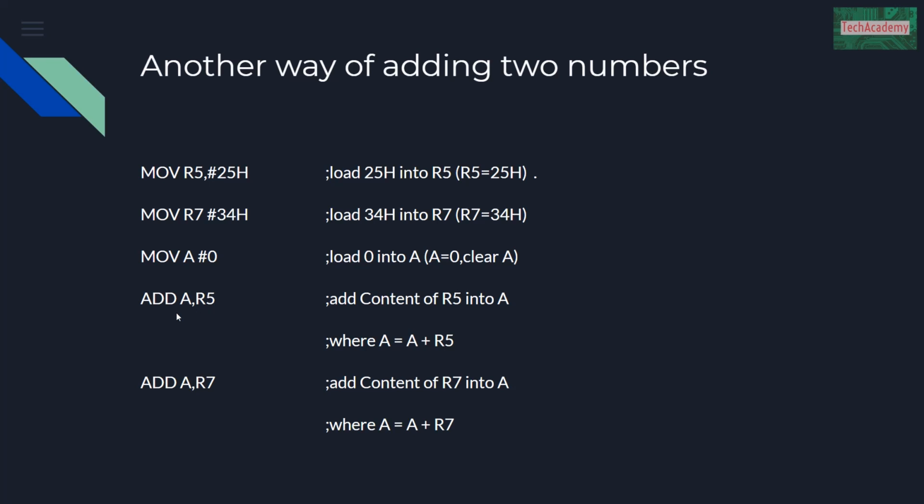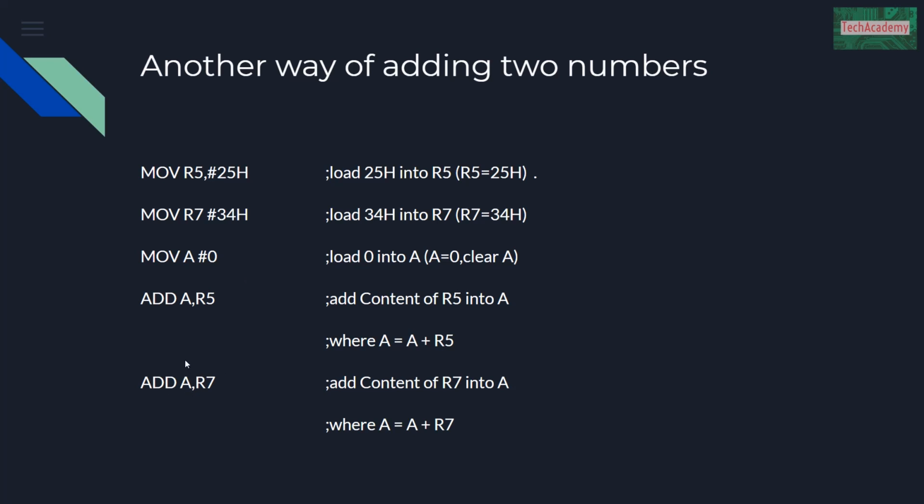So the first number is there in the accumulator now, and then the next instruction is ADD A, R7. Here the accumulator is holding 25H, and because we have already executed this instruction, the accumulator is holding 25H and R7 is holding 34H. So now when we ADD A, R7, we will have the result of 25H plus 34H in the accumulator.